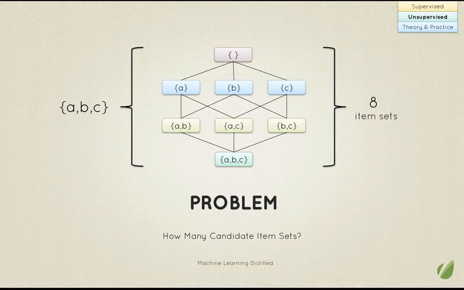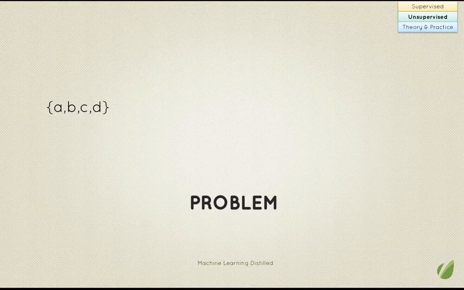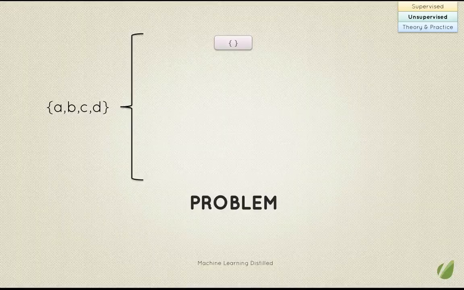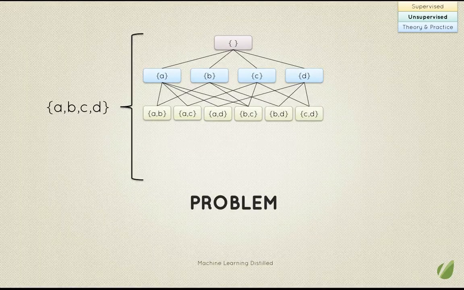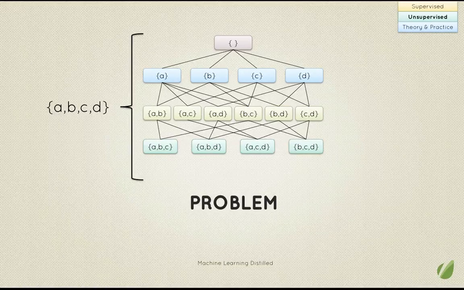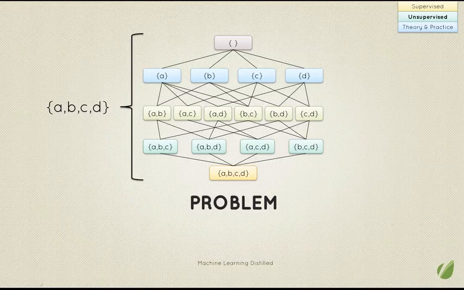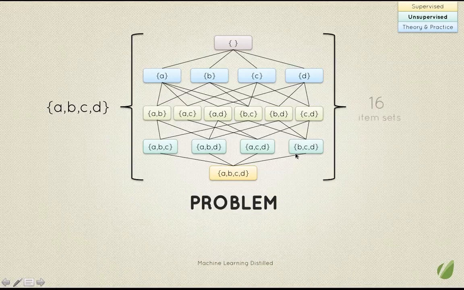What happens if we add just 1 more item to our initial data set? What are the possible item sets for these 4 items? Well, once again, start at the top with the empty set. We have all of the single item sets, then the double item sets, all those combinations, then the triple item sets, and finally the quadruple item set, all 4 together. If we add up all these candidate item sets, how many do we have? Well, we'll see that we have 16 total item sets in this case.